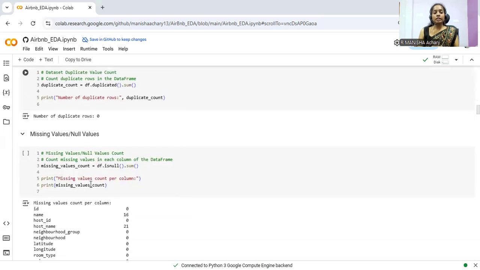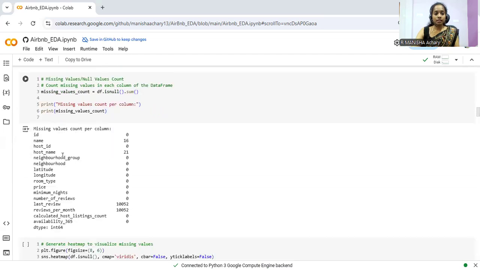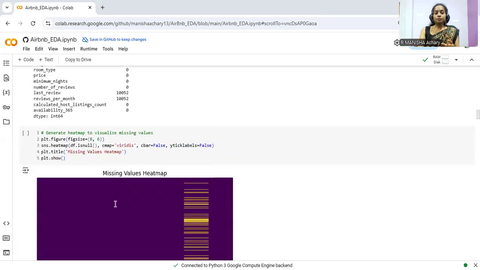For missing values, the isnull function will print the number of missing values from each column. So the result is that name has 16 missing values, host name has 21 missing values, and reviews per month and last review, these two columns, have the same 10,052 missing values.